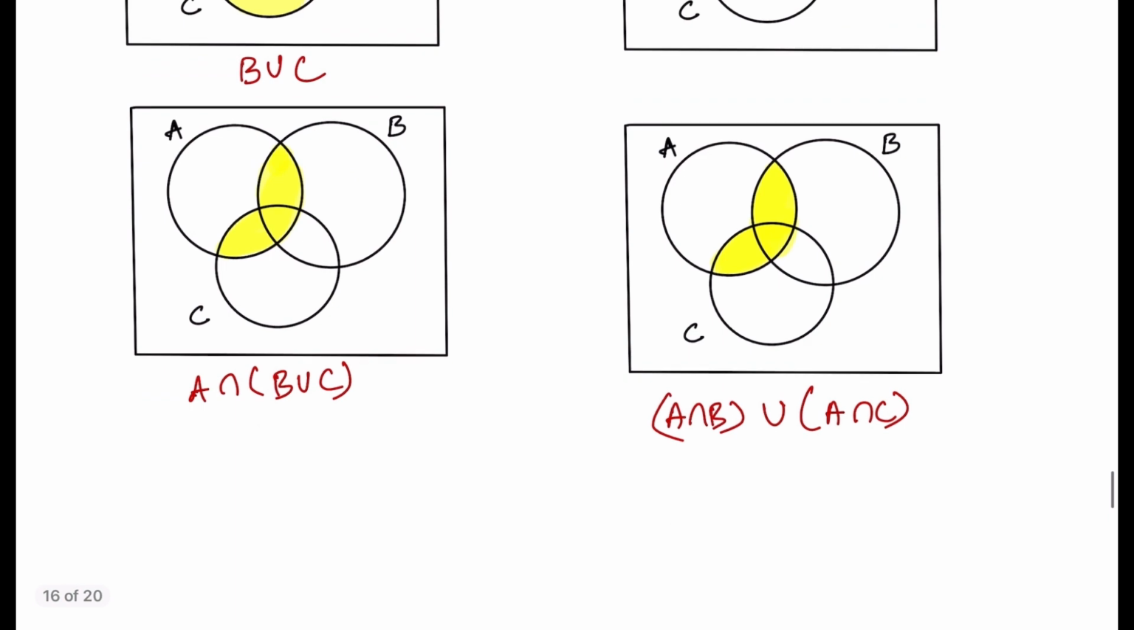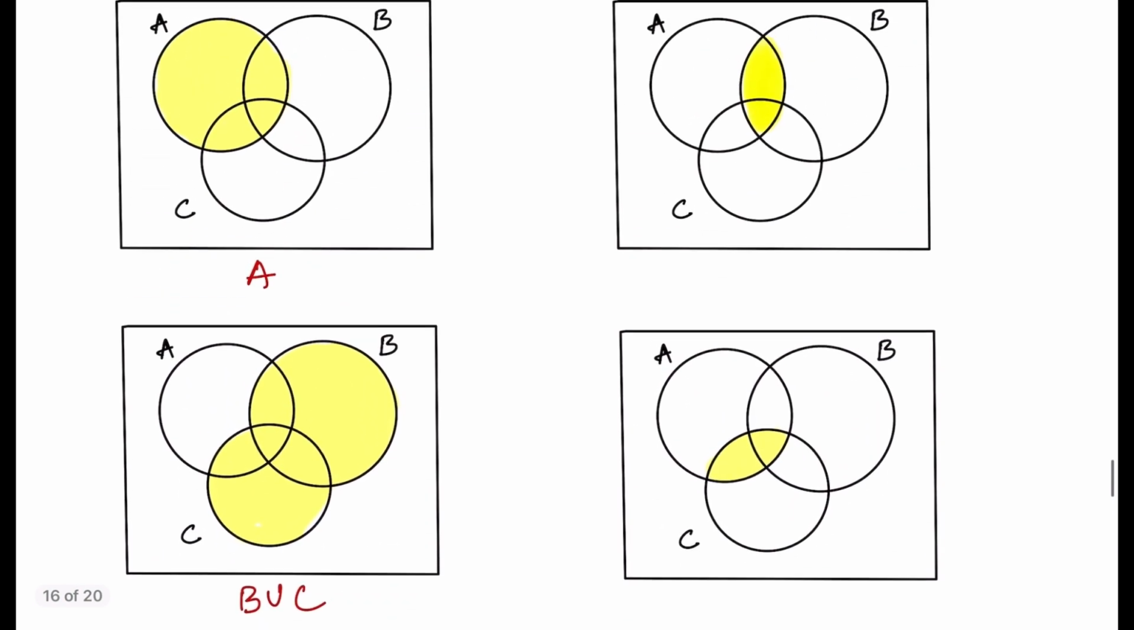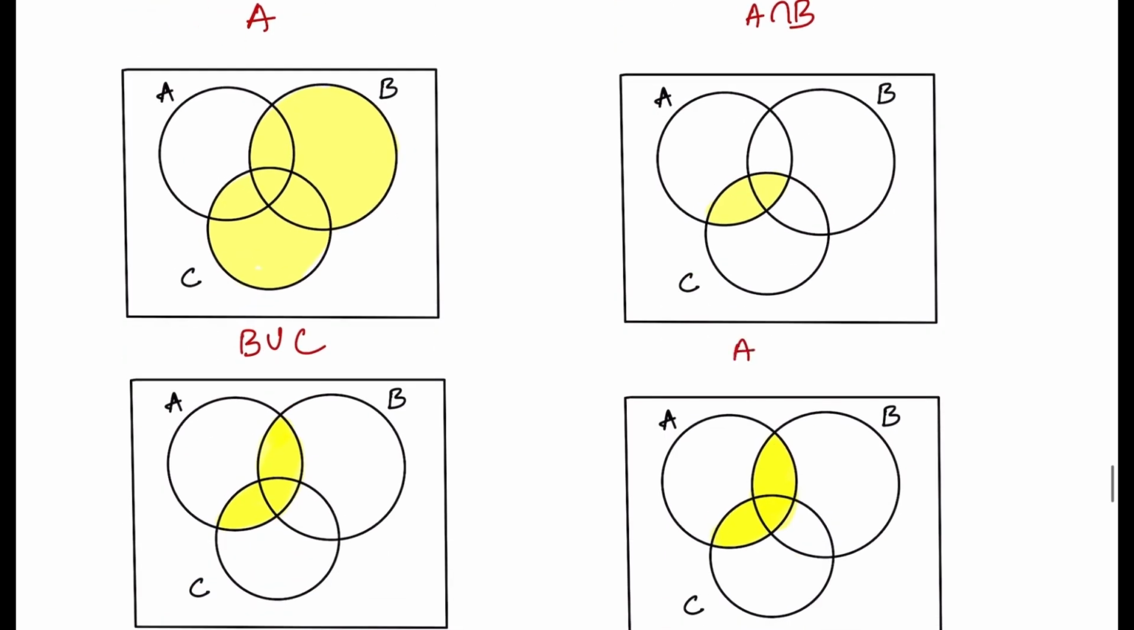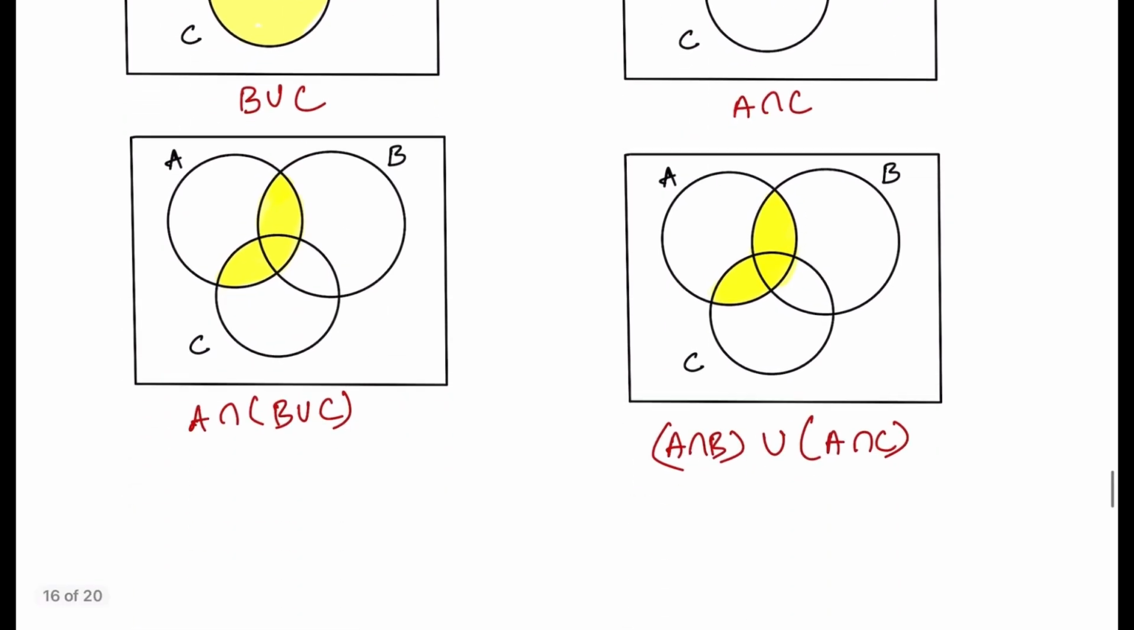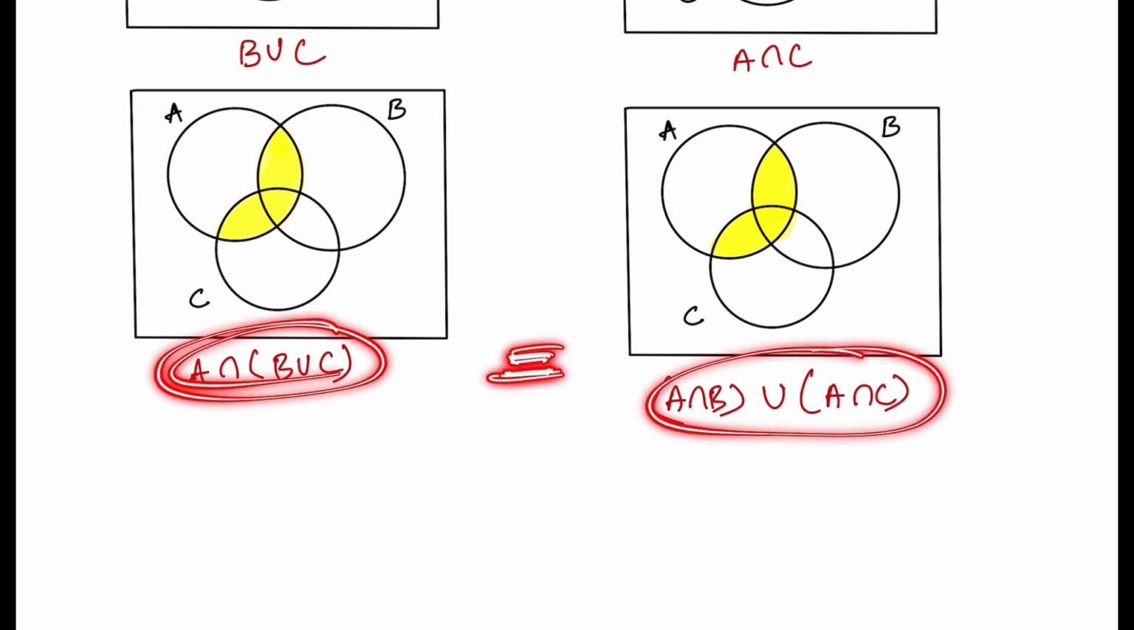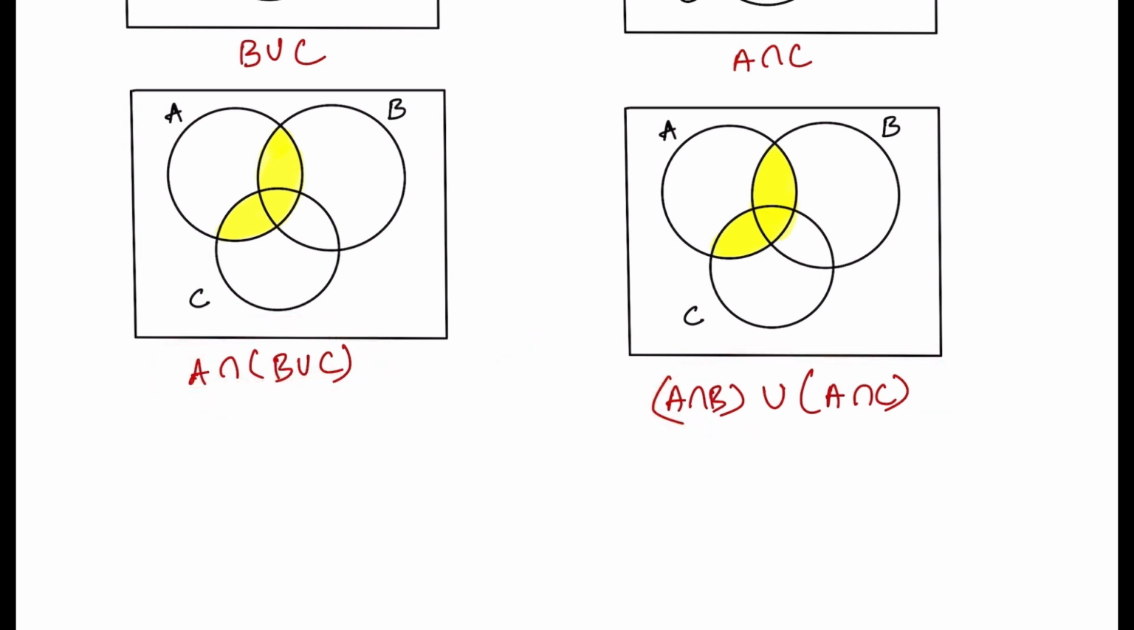Now let me name first. This was A intersection B. This was A intersection C. Now you can see here, this shaded region is the same as this shaded region. That means we got the same Venn diagram. Therefore, this is equal to this. So that is how you can prove the distributive law.